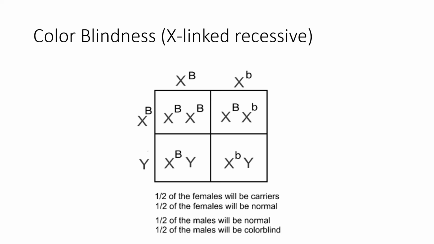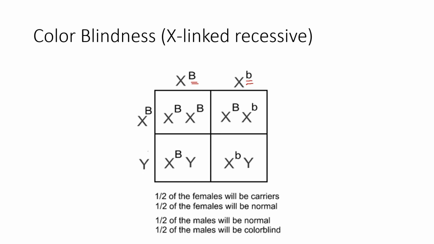Easiest way to look at this is color blindness. Color blindness is an X-linked recessive trait. You'll notice this Punnett square looks a little bit different than what we had before. That's because for X-linked traits, the letter is put as a superscript. Okay, so the female is still on top of the square here, and the male is on the side. The letter we're going to use is a B. So there's an uppercase B, lowercase b. Lowercase b is color blindness.